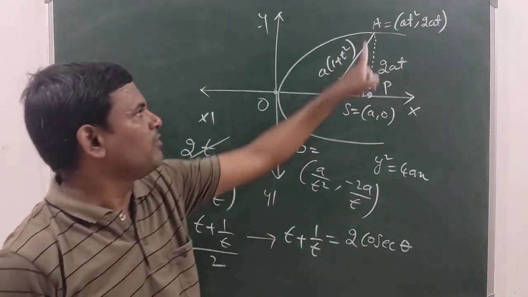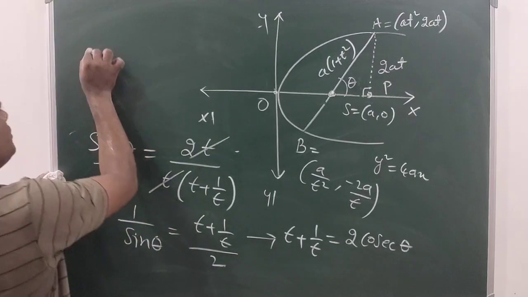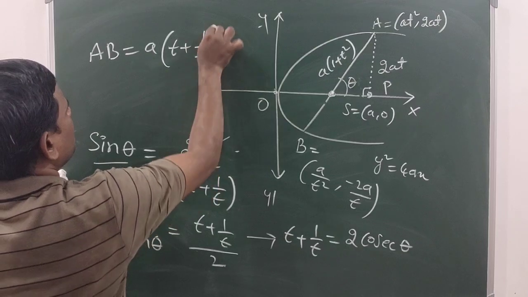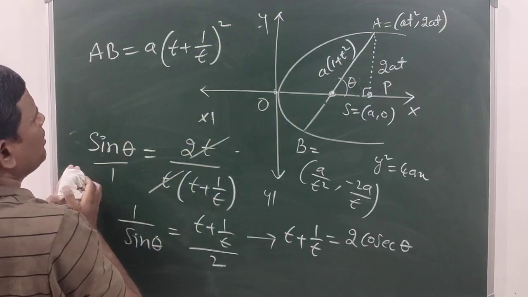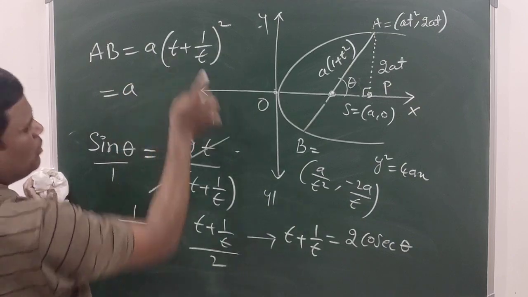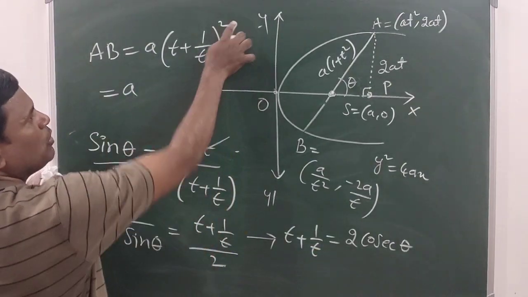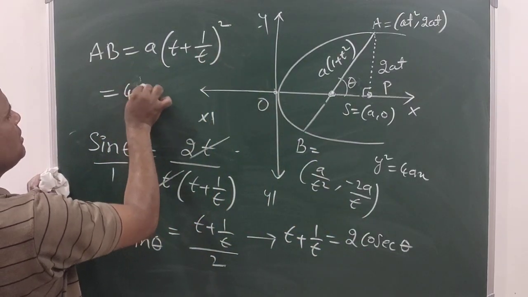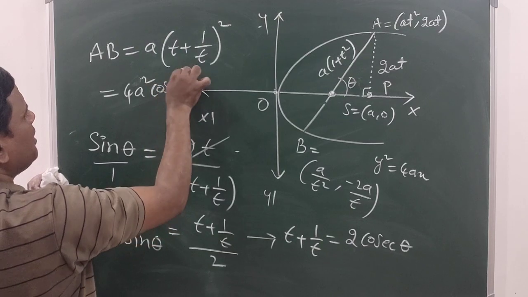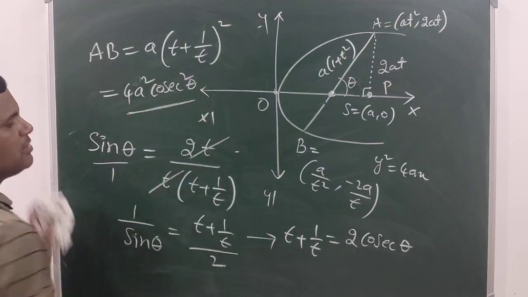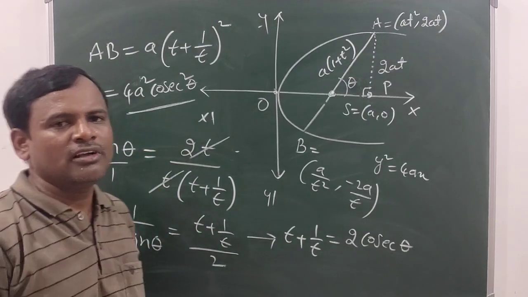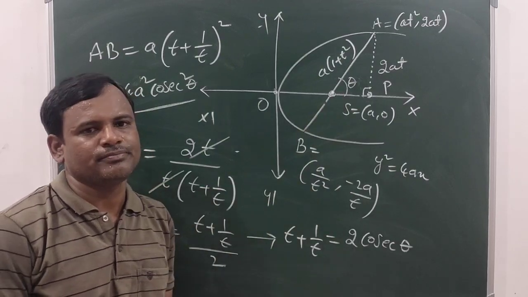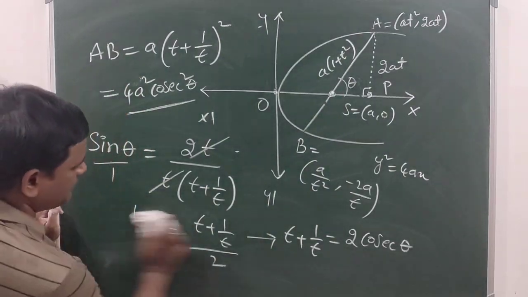Actually what we are doing here, we are finding the length of AB, no? Already we know the length of AB is equal to a of t plus 1 by t whole square. Now t plus 1 by t is 2 cosec theta, and here whole square is there. So if you write 2 cosec theta over here, then you will get AB length is 4a square cosec square theta units. So this is our required length of this chord, focal chord, in terms of theta.